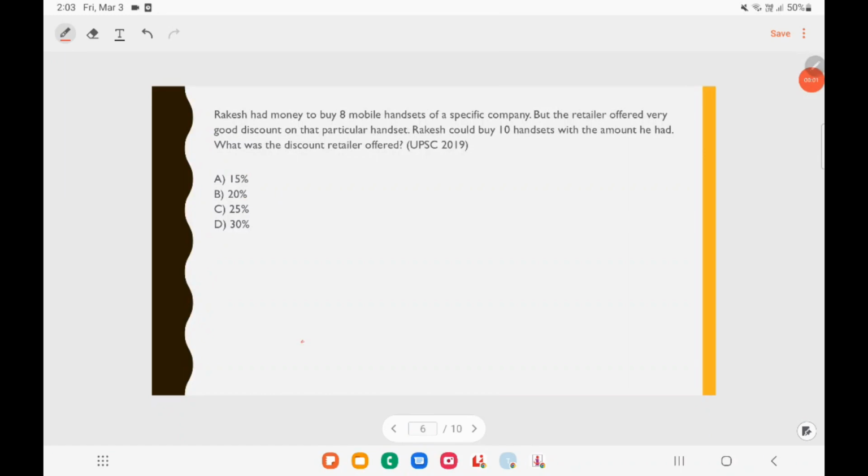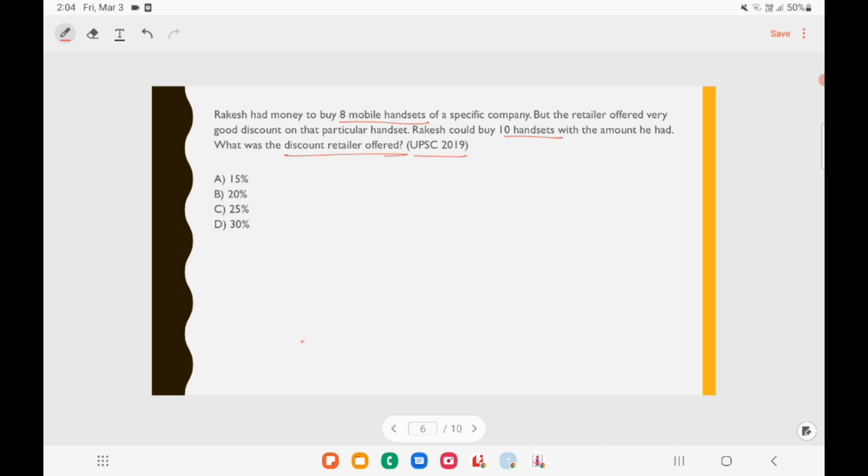So now let us look into a different question. This is from UPSC 2019. Rakesh had money to buy 8 mobile handsets of a specific company, but the retailer offered a very good discount on that particular handset. Rakesh could buy 10 handsets with the amount he had. What is the discount the retailer offered? So Rakesh had the money to buy 8 mobile handsets and the retailer gave him some discount. Now he is able to buy 10 handsets with the same amount.